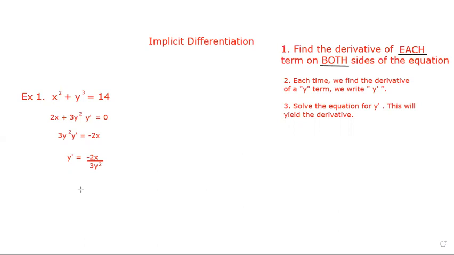Remember, we have to make sure we follow the steps. Once again, we find the derivative of each term on both sides. We did that. Each time we found the derivative of a y term, we wrote y prime. We did that, as you can see, in that second step. And then we solved the equation for y prime, which gave us the derivative. That's it. As long as we stay disciplined with the steps, it can be fairly simple.